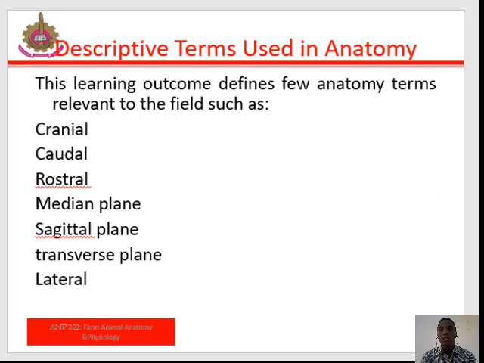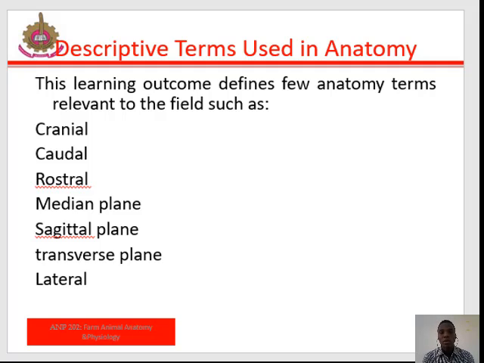Descriptive terms used in anatomy. This learning outcome defines a few anatomy terms relative to the field, such as cranial, which is a directional term meaning towards the head. The shoulder is cranial to the hips. It is closer to the head than to the hips. We also have caudal, which means towards the tail. The rump is caudal to the lung. We also have rostral, which is similar to caudal and is a directional term used in reference to features of the head, towards the nose.